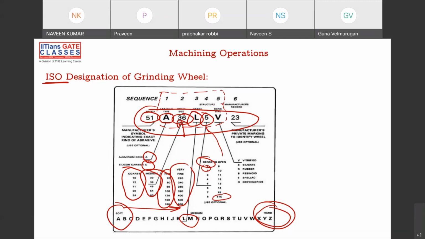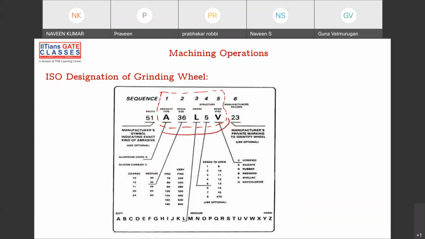And what kind of bonding type are you using? The bonding type can be vitrified bond, silicate bond, rubber bond, resinoid bond, shellac bond, oxychloride bond, all these are bonds. So the important points that you have to note are these 5 things. A is your abrasive type, then grain size, grade of your bonding material, and then structure, the distance between two grains, or between two cutting edges, and B is bonding type.